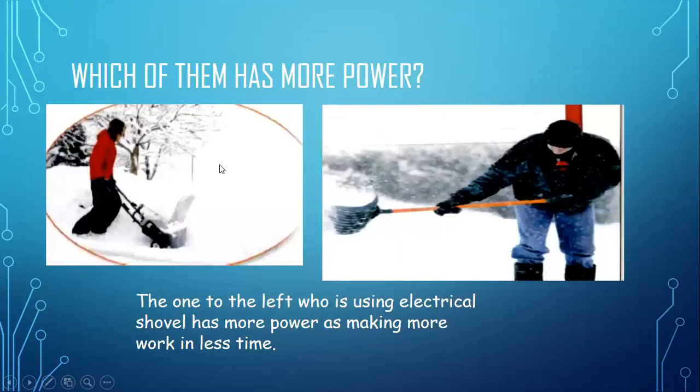Let's move further, guys. Which of them has more power? We have one with an electrical shovel and the other using a manual one. The one who is doing more work in less time has more power. So the one on the left who is using the electrical shovel has more power, as it is doing more work in less time.